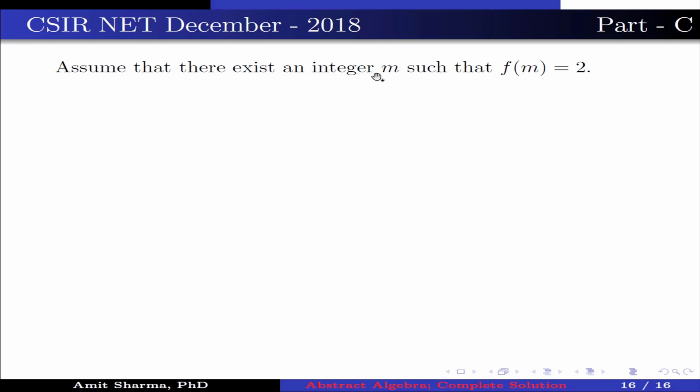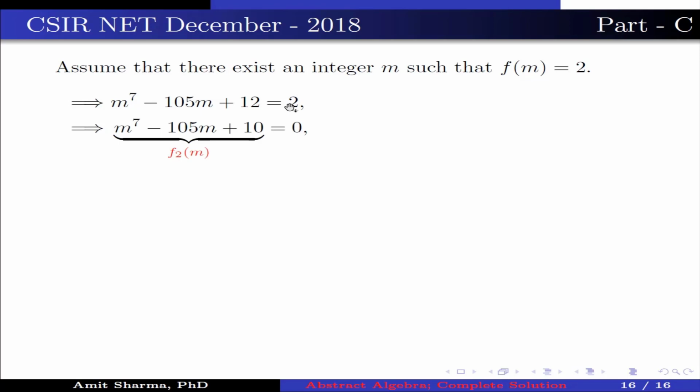Again assume that there exists an integer m such that f of m equal to 2. This implies m to the power 7 minus 105m plus 12 equal to 2, which further implies m to the power 7 minus 105m plus 10 equal to 0. It is represented by f2 of m.